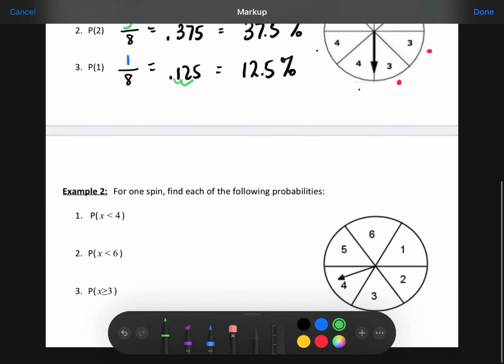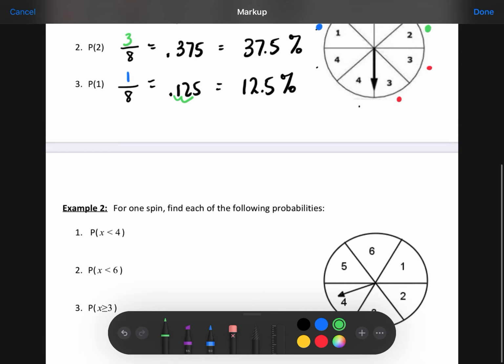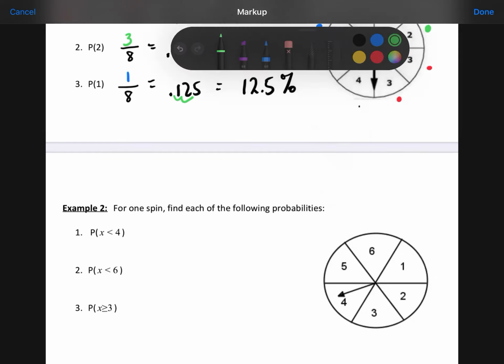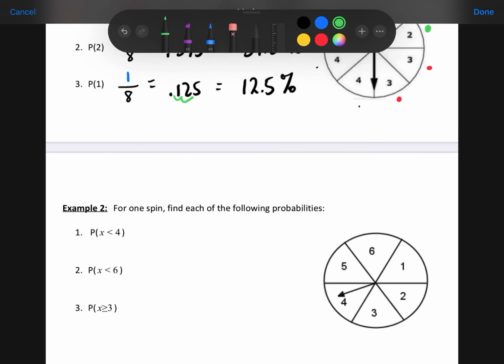Let's look at some more examples down here. I'm going to move this guy up here out of my way. Okay, so for one spin, find each of the following probabilities. So first thing I always do, how many do I have total? 1, 2, 3, 4, 5, 6. So all of these are going to be over 6, right? All of my probabilities for this problem are out of 6.